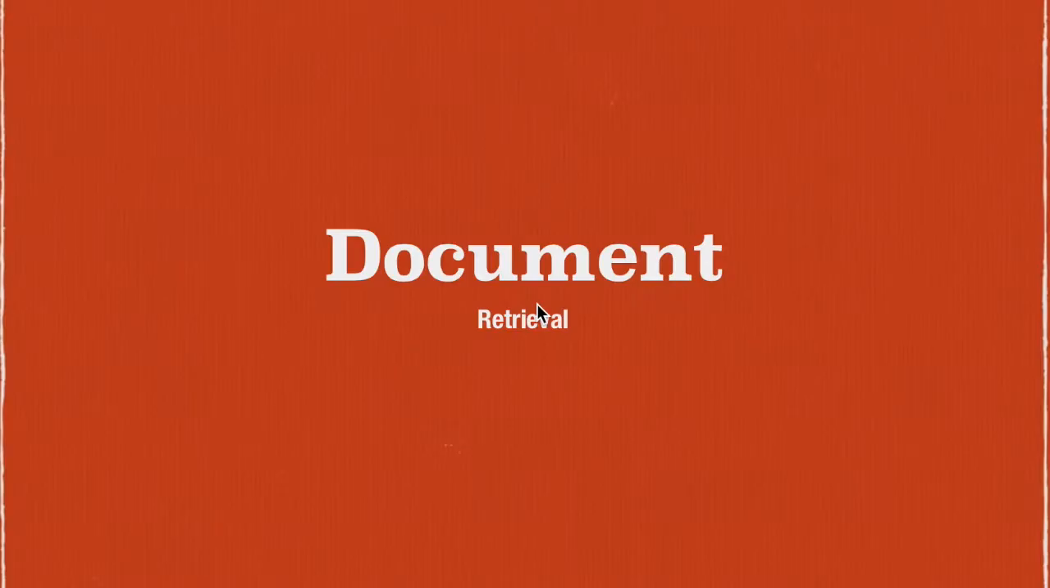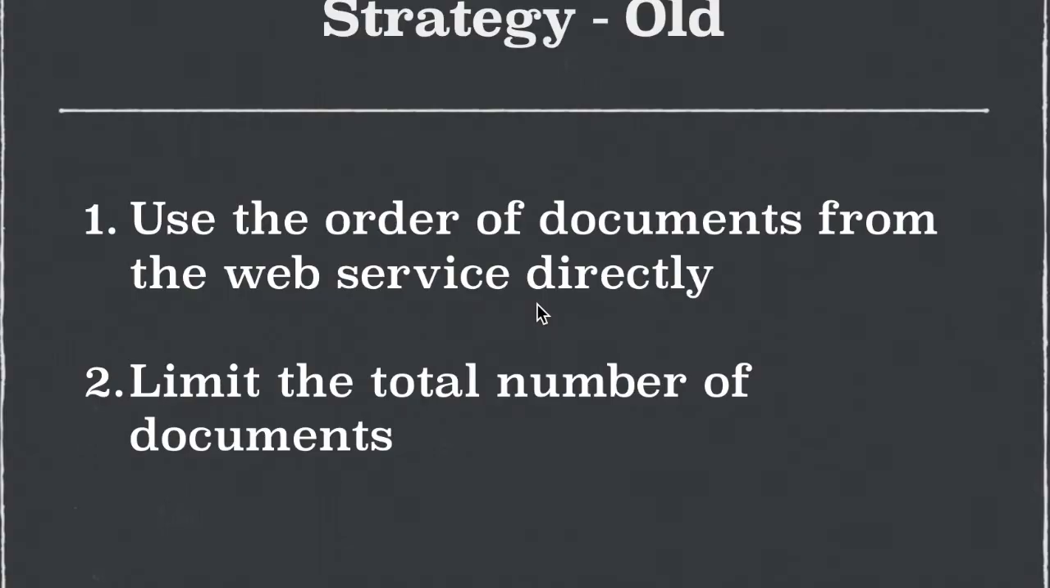Then let's move into document retrieval. For document retrieval, we take the query and search using the PubMed web service. The old strategy is to use the order of documents from the web service directly and limit the total number of documents. But this brings a severe problem. Many retrieved documents are not that relevant to the question. In order to get a better answer, we have to store a large number of documents. This is very time and space wasting, so we came up with a new strategy.